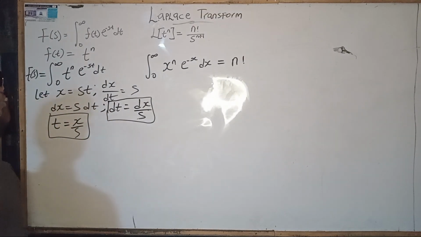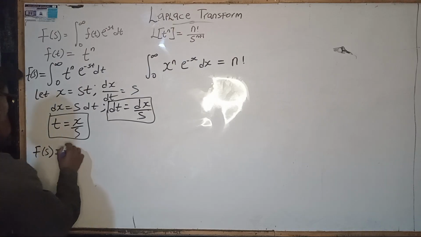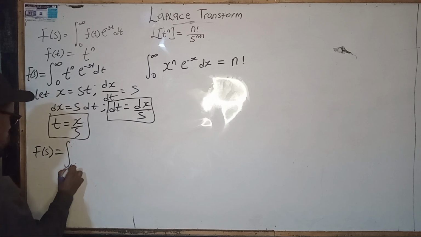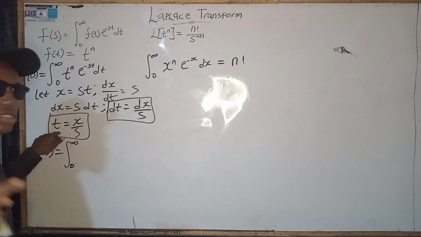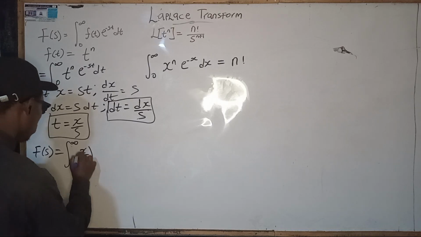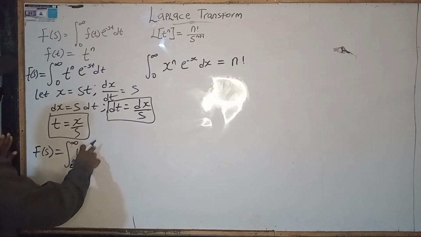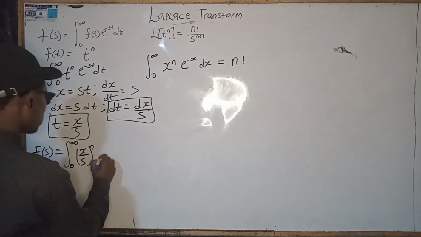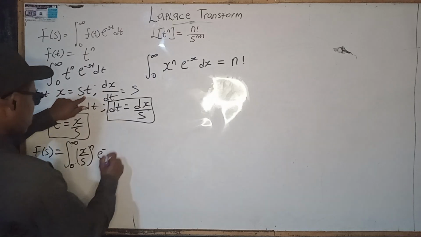So when we move on, we are going to have F of s equal to the integral from 0 to infinity of t raised to the power n, but our t is equal to x over s. So we just have it as (x over s) all raised to the power n. Don't make the mistake of just putting x raised to the power n over s. That is a very, very terrible mistake. So moving on from that, we have e raised to the power minus st. x is equal to st, so that is minus x.